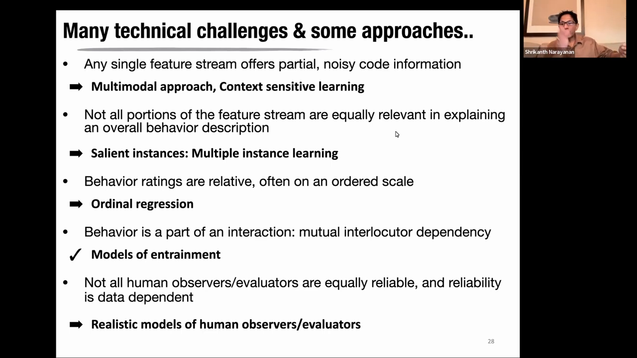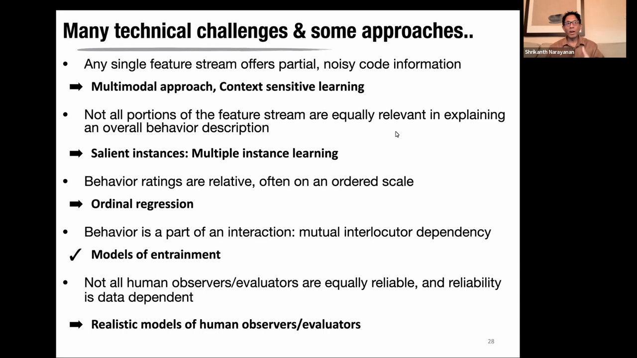Ratings, typically, this is not a classification problem where you have a set of classes which you are trying to map. Sometimes it's a regression problem, like you are rating things on a relative scale, like an ordinal scale. So can we come up with ordinal regression models? Then there are things that humans can't do easily. People have implicated that when two people are interacting, they may synchronize if they're positively aligned, and they may diverge if they are not, the so-called entrainment concept. Can we start to build computational models that can capture this?